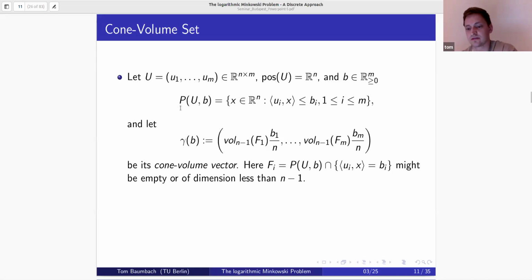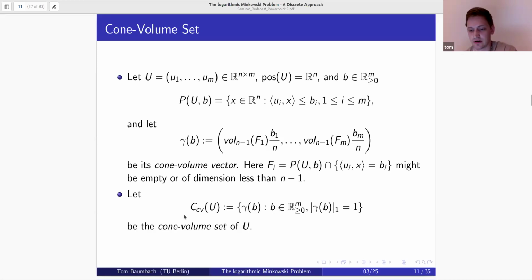Then, as on the slide before, we consider the polytope P of U and b, and then we define the cone volume vector gamma of b, which has entries just like the cone volumes of each cone that we constructed. So, for example, the first entry would correspond to the outer unit normal vector u1, and then we consider the n-1 dimensional volume of the facet F1 times the height b1 divided by n. And here again, Fi could be empty or of dimension less than n-1, which would correspond to the fact that this entry would be 0 in that case.